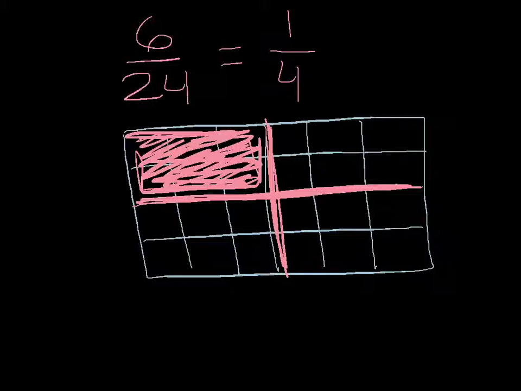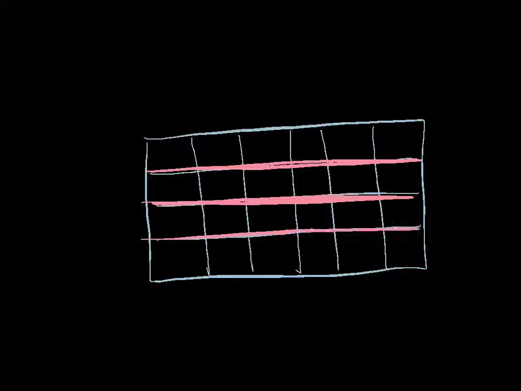There are other ways to divide this array into fourths. As long as you have 6 boxes in each section, you will have 4 equal parts. If I want to divide this array into eighths, I could first separate it into fourths, and then cut each fourth in half, and I will have eighths.